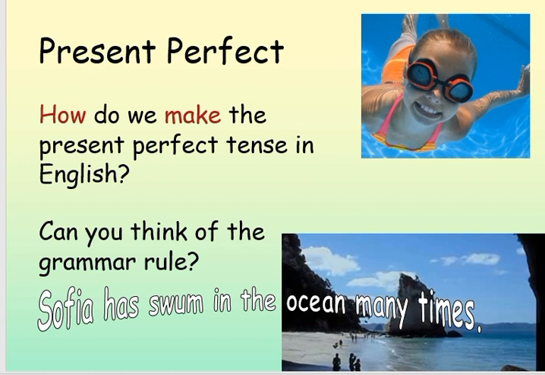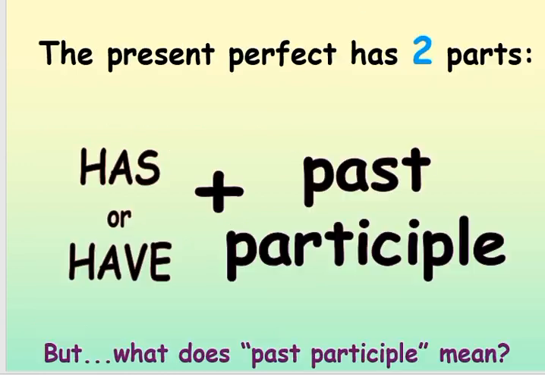Okay, how to form and how to make examples for the present perfect. The present perfect has two parts. The first one is the auxiliary and the next one is the main verb. The auxiliary verb for the present perfect is the verb to have. We can use has or have, plus past participle. The main verb is used in past participle form.